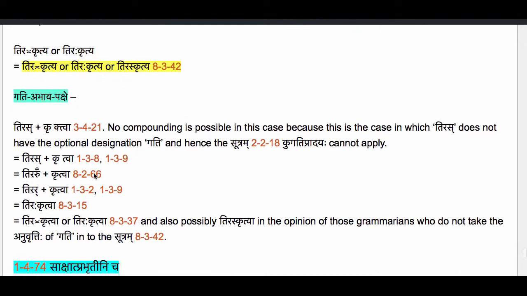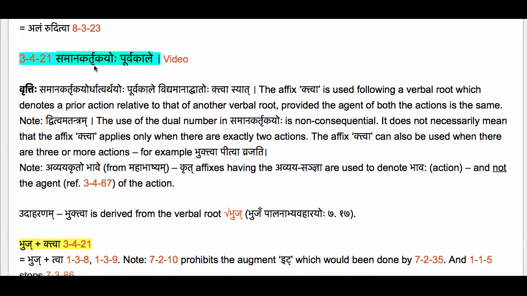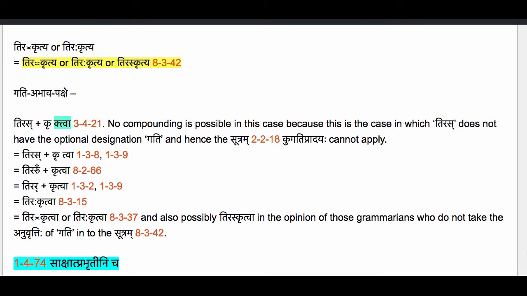Now let us take a look at a situation where the optional gati sanya is not applied to tiras. So gati abhava pakshe, what we have is, first we attach the affix ktva to the verbal root kru using the Sutram 3-4-21 samanakritrikayoho purvakale. But now no compounding is possible between tiras and kru ktva, because this is the case in which tiras does not have the optional designation gati, and hence the sutram 2.2.18 kugati pradaya cannot apply. So tiras is a prthak padam and so is kruktva. Tiras is an avyayam and so is kruktva by the sutram 1.1.40 ktva tosun kasunaha.